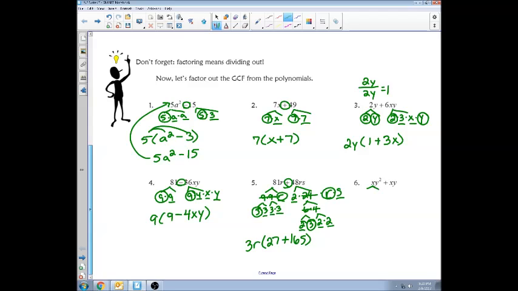Let's make a factor tree of xy squared. It's x times y times y. Then I have x times y. So they share an x and a y.